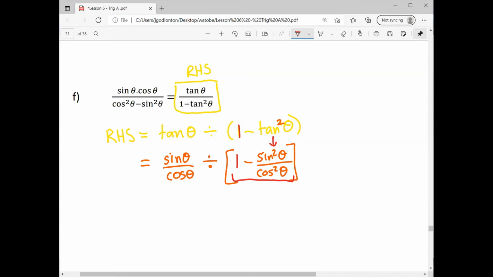Ma'am, can I answer? Can I try? Yes. I think we have to take the sine theta over cos theta and times it with the other bracket. We do need to times it with the other bracket, but what is that other bracket going to become?